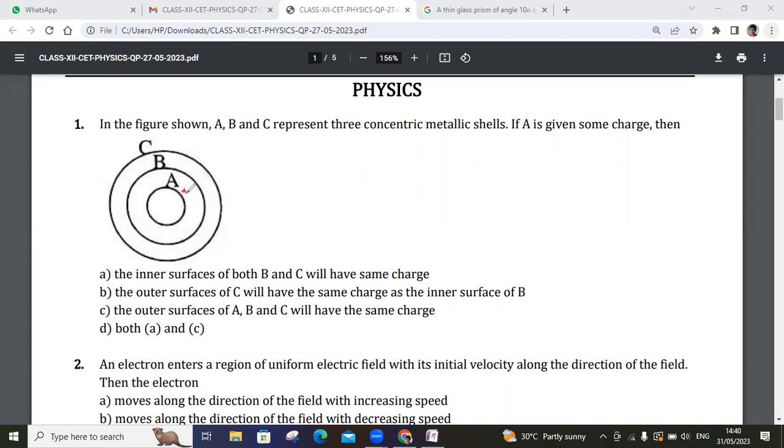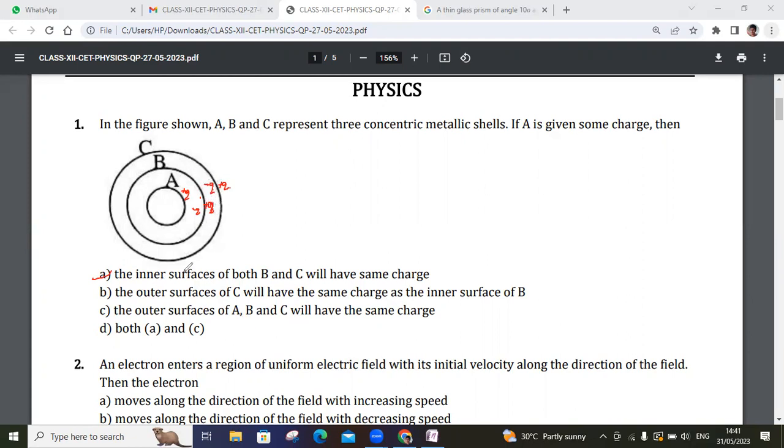If A has plus Q, then B, because of induction, this plus will attract the minus, so this is a minus Q. The total charge on B is zero, so it will be plus Q on the outer surface, and again because of induction, it will get minus Q here and plus Q. So the inner surface of B and C will have the same charge. Yeah, this is correct. The outer surface of C will have the same charge as the inner surface of D.